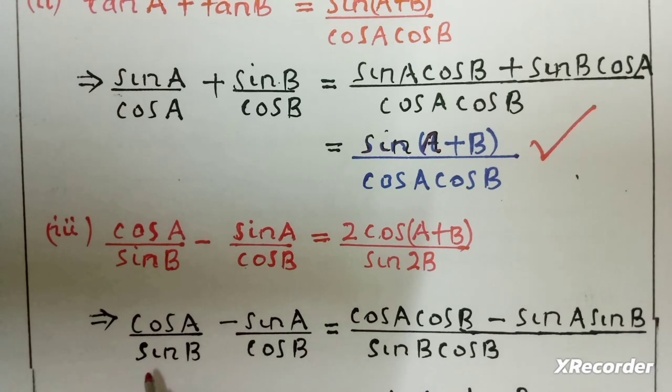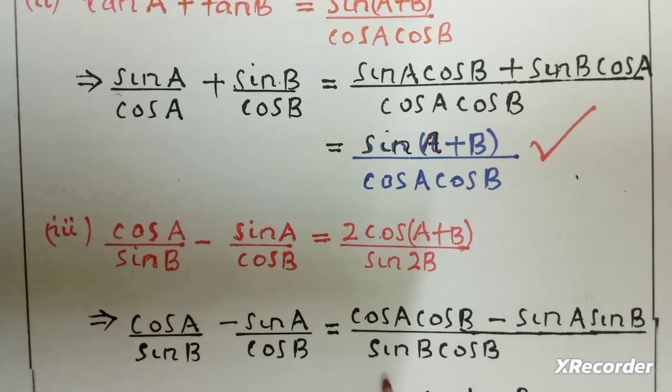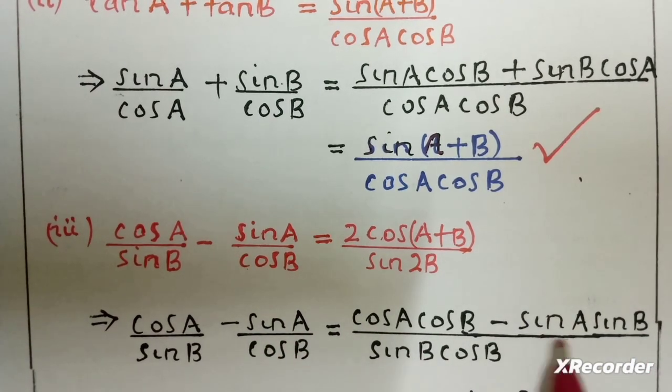You divide that by sine B, you are left with cos B. So cos B cos A, it's here. You divide that one by cos B, you are left with sine B. Sine B multiplied by sine A, you get that. So that's what you get.